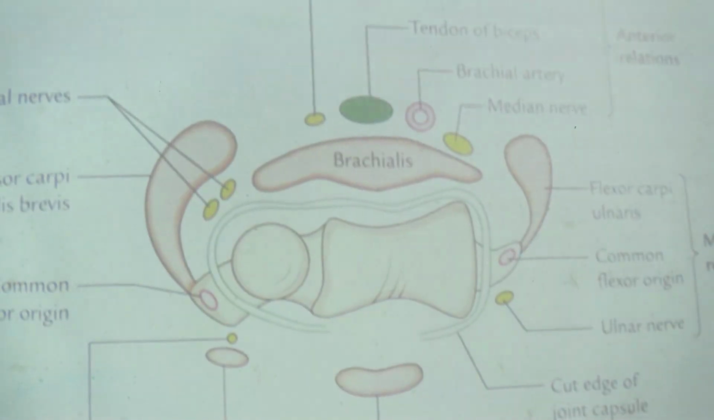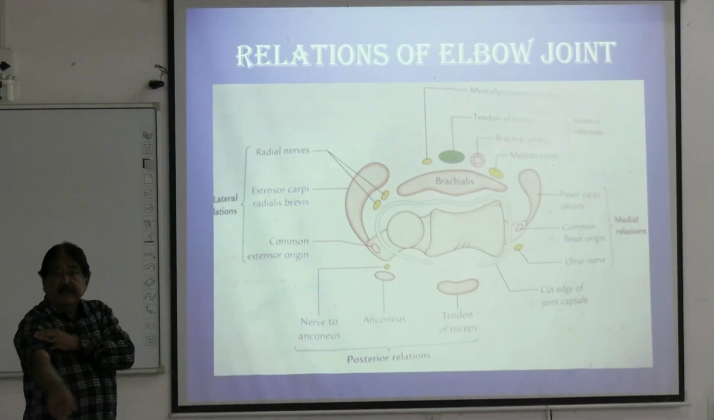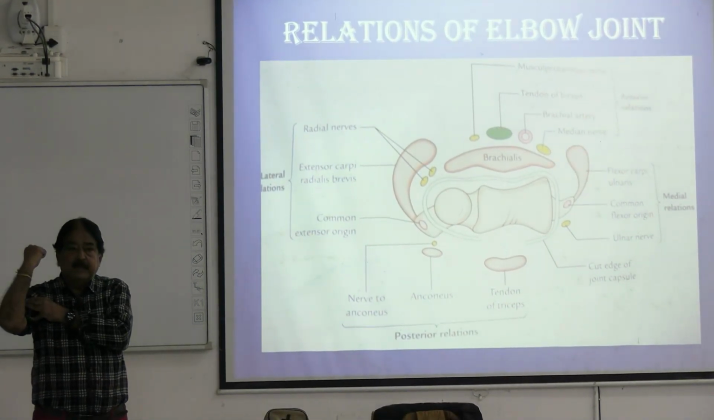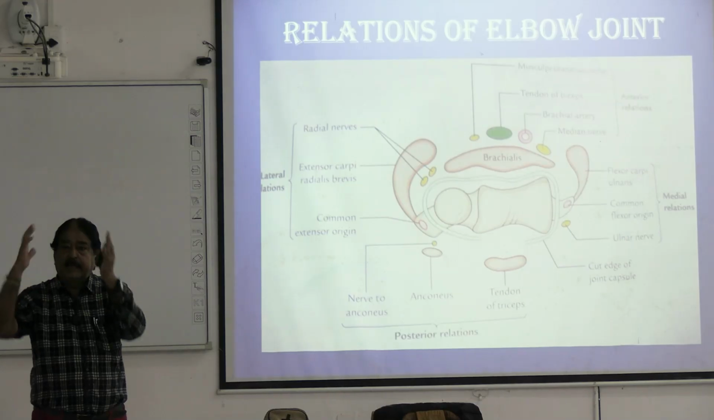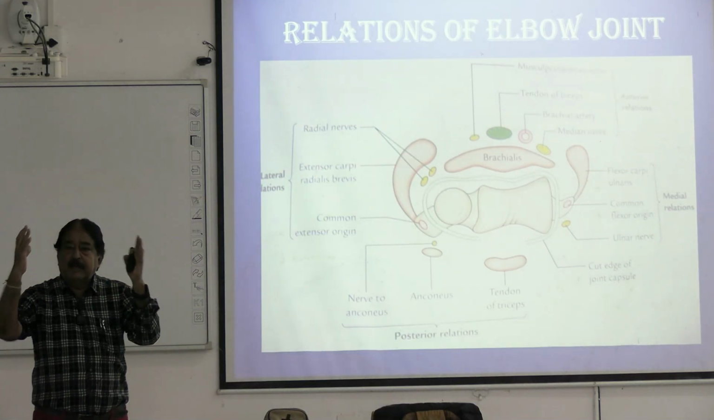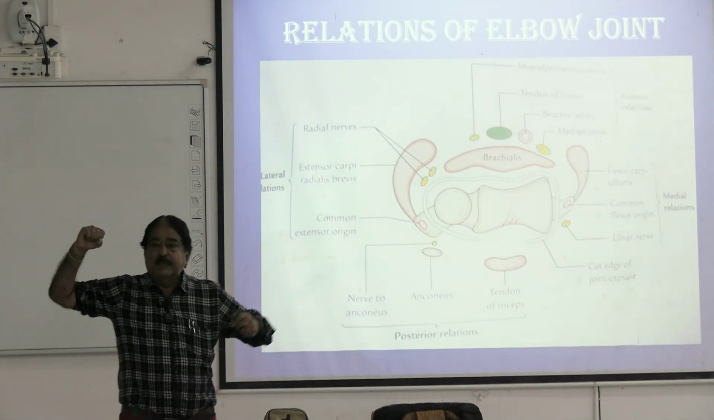And the tendon of the biceps, this is the biceps. Whose biceps is big? Hrithik Roshan, Salman Khan, Shah Rukh Khan, whose muscle is big?